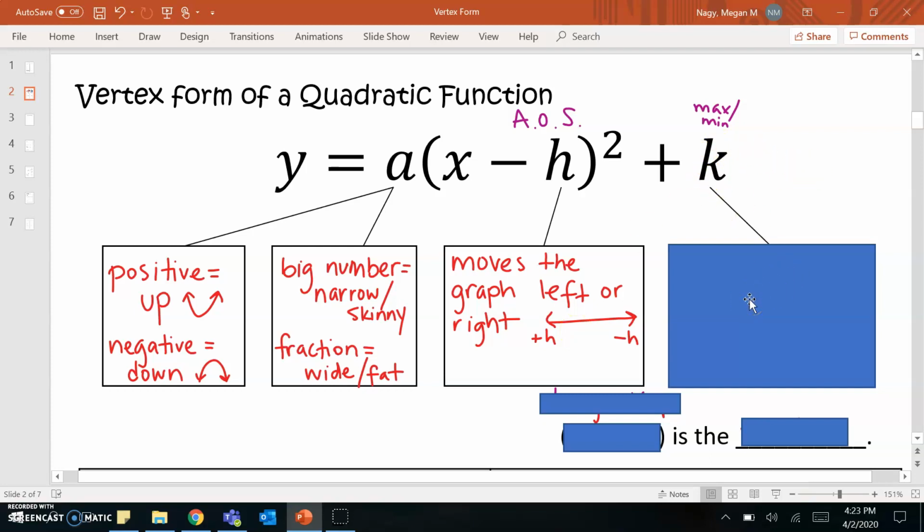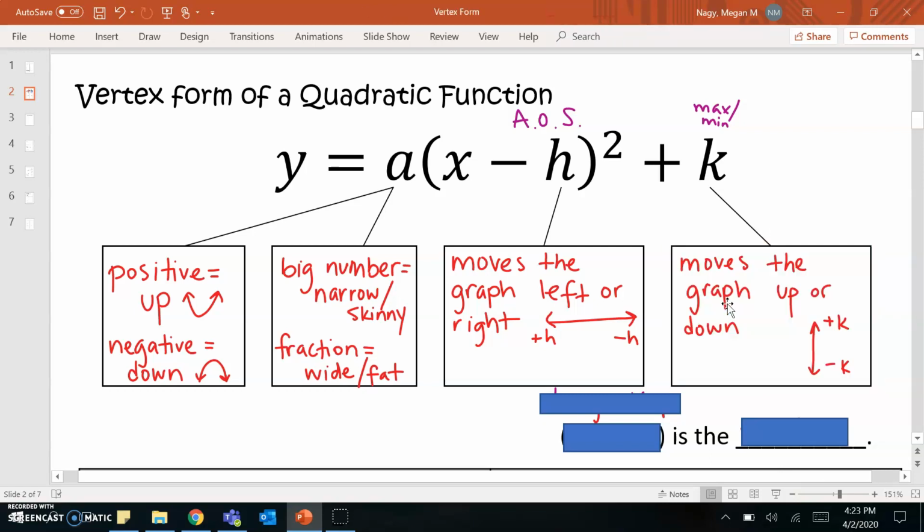k then is also a part of the vertex, and k, when you add a number, it's going to move the graph up, and it's going to make the maximum or the minimum go up, and if you subtract k, it goes down, so that you keep k the same. If it goes up, you go positive, it goes down, negative. Nothing fancy about that. So again, I've said this a couple times, change h, keep k. That should help you to remember what that vertex is going to be, and that can also help you to remember which direction you go. Left or right for h, up or down for k. Okay, that is the vertex.